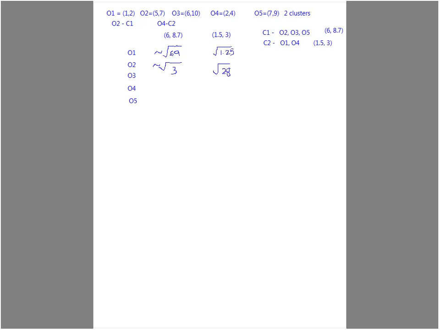Then O3, 6. This is 1. So this is approximately root 1 point. Oh, this is not approximate. We can get this accurately. So O3 is 6, right? 10, and so this is 1.3. And O3's distance from here, this is 4.5, and so this will be approximately root 70.